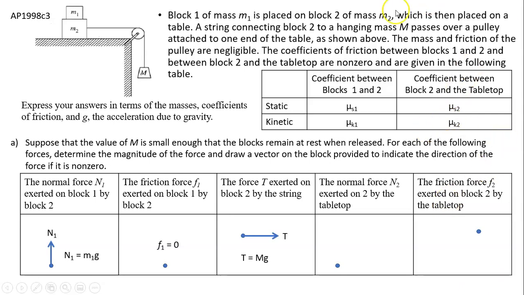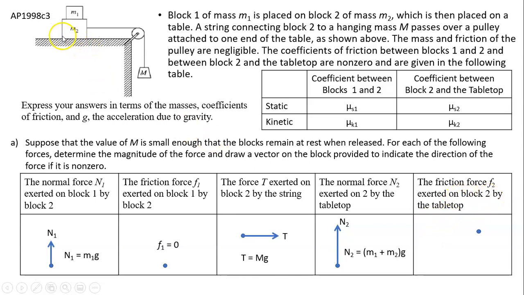Next one, the normal force N2 exerted on block 2 by the tabletop. The tabletop has to support the weight of M1 and M2. So N2 equals (M1 plus M2) g. It's going upward. The friction force F2 exerted on block 2 by the tabletop.